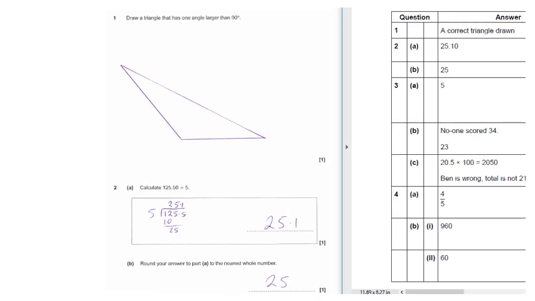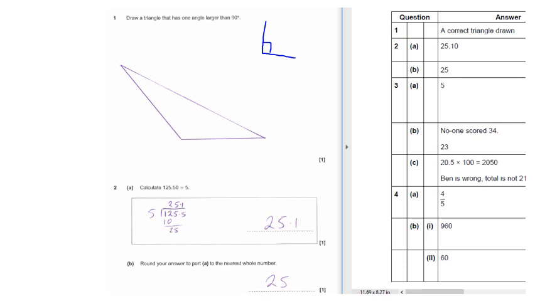Draw a triangle that has one angle larger than 90 degrees. 90 degrees is a right angle. So 90 degrees looks like this. One angle in the triangle bigger. That's what I've drawn there. One mark.